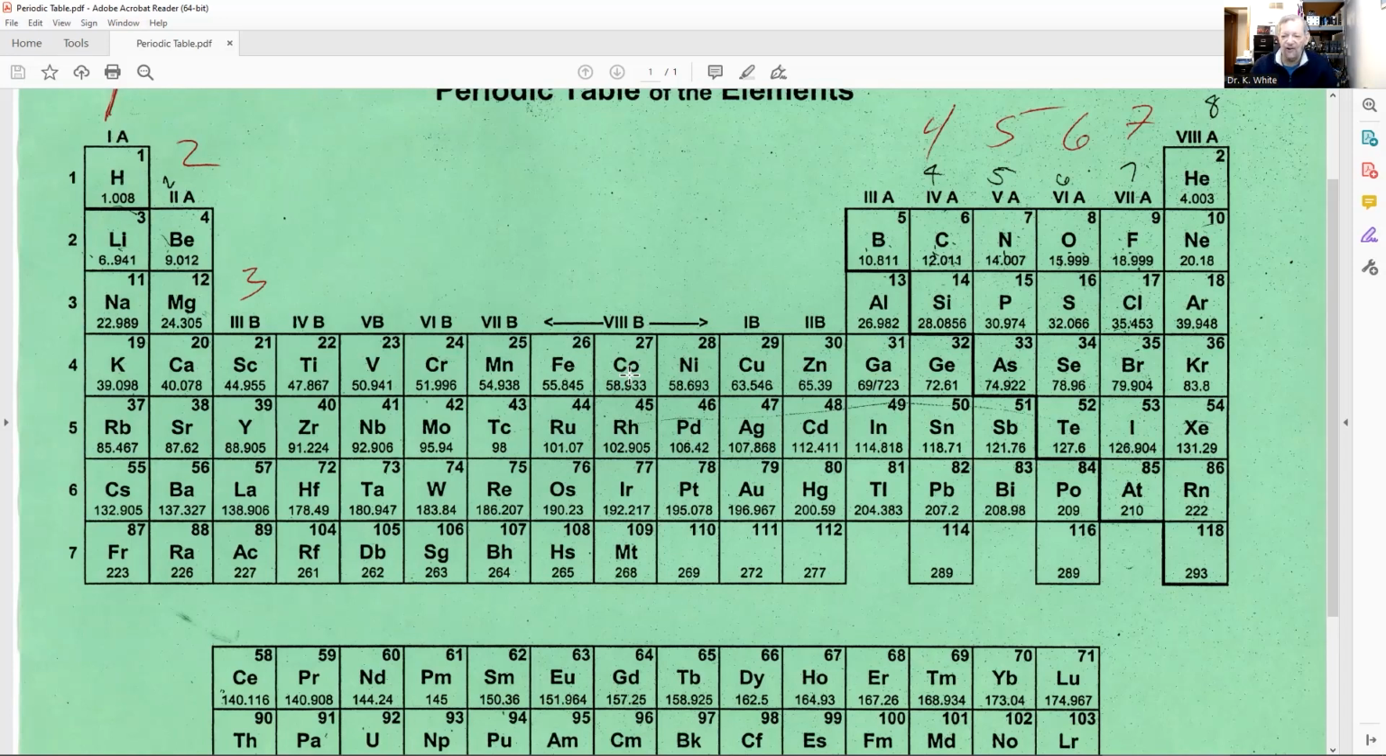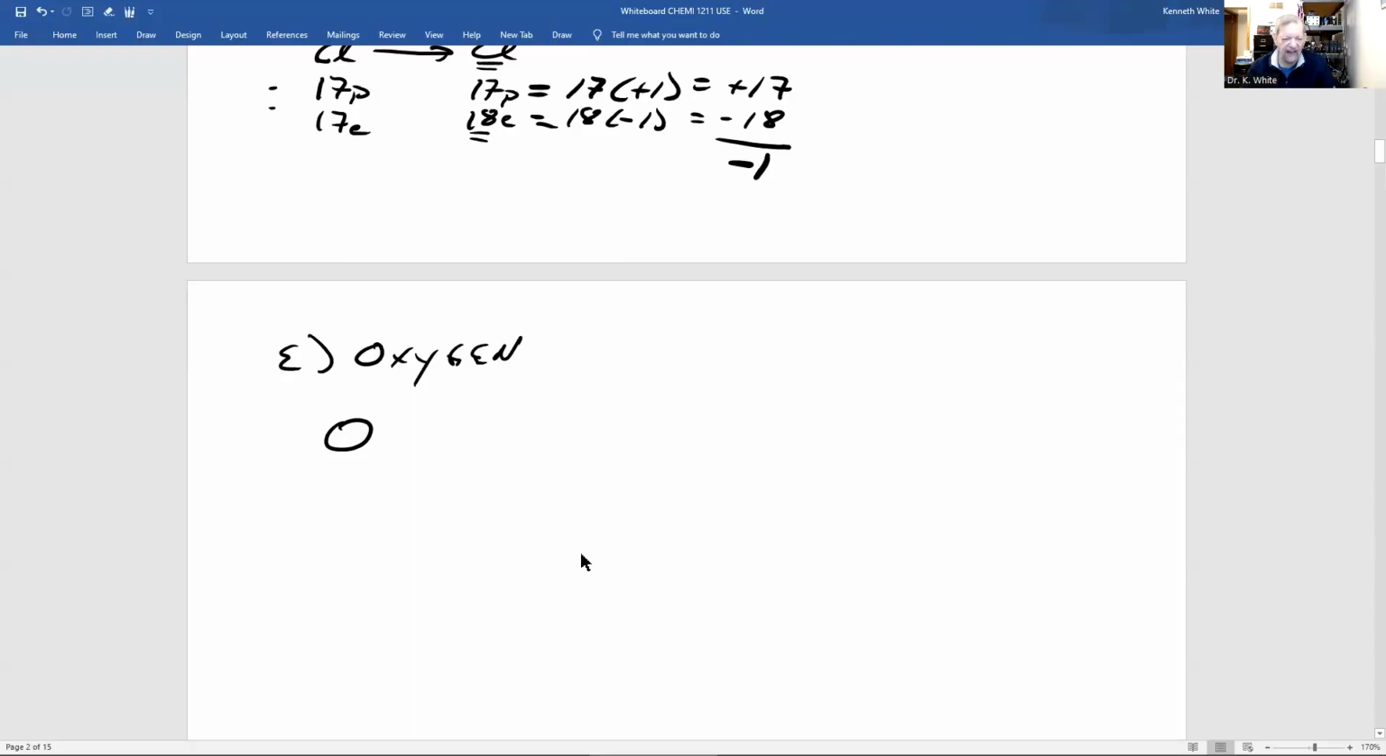All right, let's go forward. We're trying to find what ion oxygen, chemical symbol O, forms. You need to know how many protons and electrons oxygen has. Look at the atomic number, it's 8. So oxygen has 8 protons, 8 electrons.